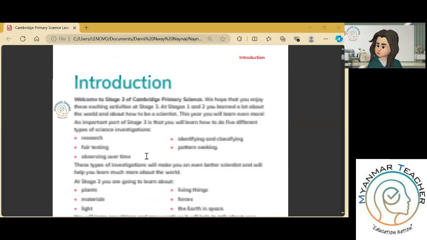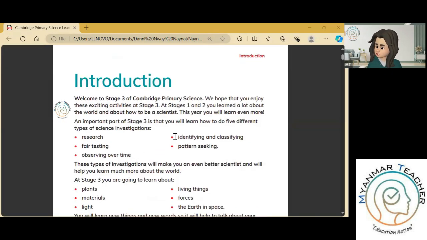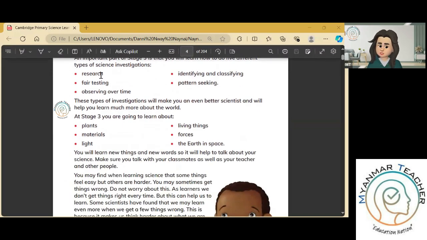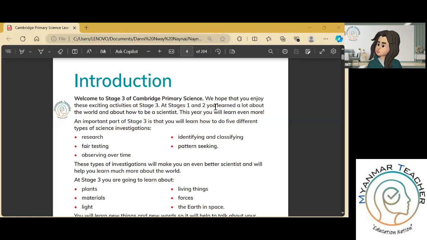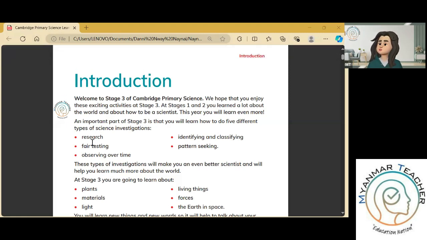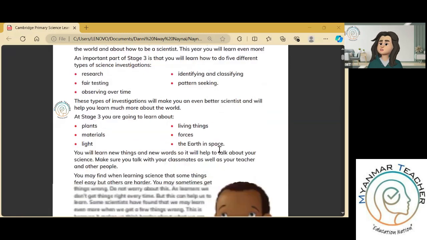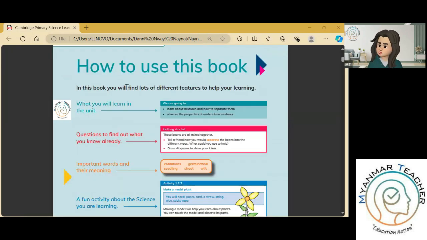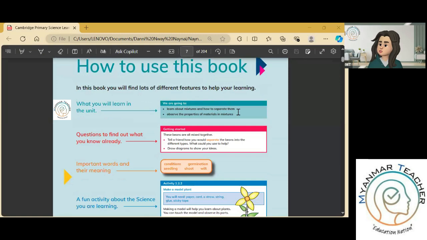So let's get started. The introduction, and you'll learn how to do 5 different types of science investigations: research, fair testing, observing over time, identifying and classifying, and pattern seeking. And you'll also learn about plants, materials, life, living things, forces, and the Earth in space. It will show you how to use the book.